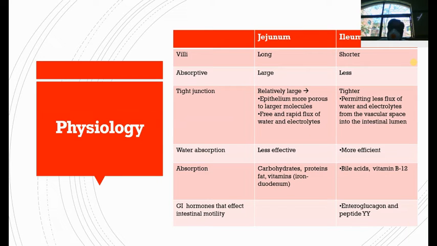You know that the jejunum has large absorptive surfaces while the ileum has less. The jejunum is meant for the absorption of larger molecules while the ileum has less of this capacity, and this is because of looser junctions between cells and basement membranes in the jejunum, while there are tighter junctions between the cells and the basement membrane in the ileum. While water absorption is usually less in the jejunum, it is more efficient in the ileum. In the jejunum, carbohydrates, proteins, and vitamins are mostly absorbed, and iron is absorbed in the duodenum, while in the distal ileum, bile acids and vitamin B12 are absorbed.